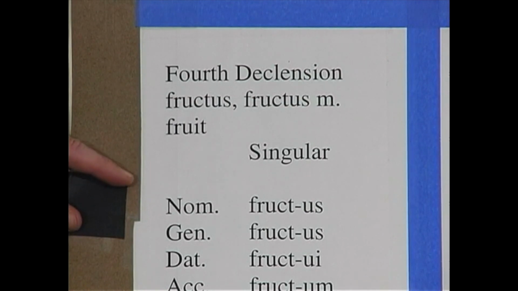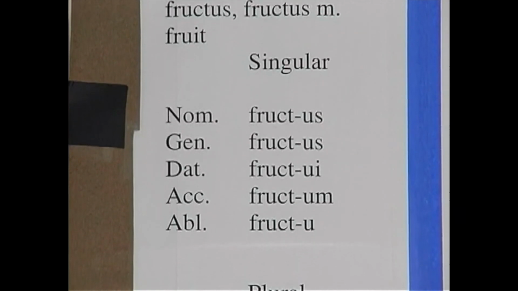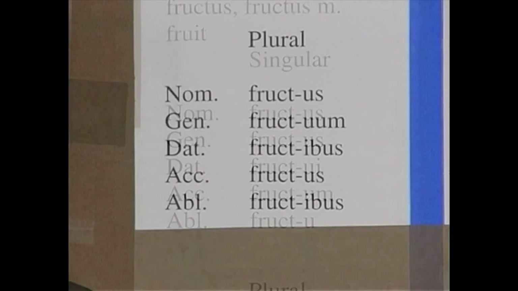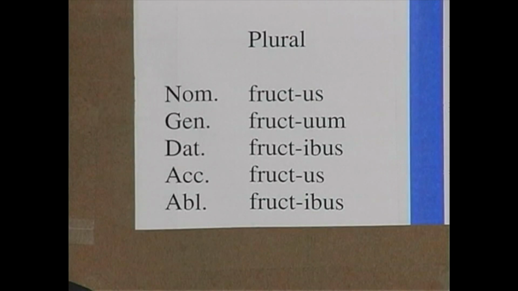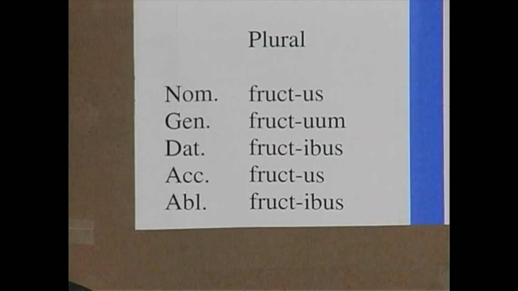The formation of the declension is as follows. Fructus, fructus, fructui, fructum, fructu. Fructus, fructuum, fructibus, fructus, fructibus. The endings, if you simply want to learn the endings, they are us, us, ui, um, u. Us, uum, ibus, us, ibus.